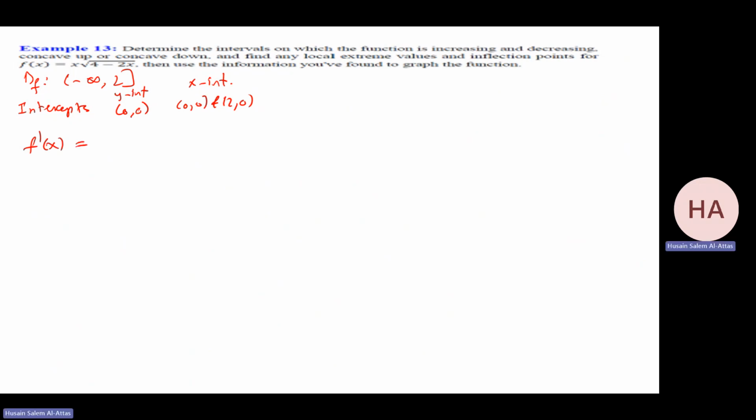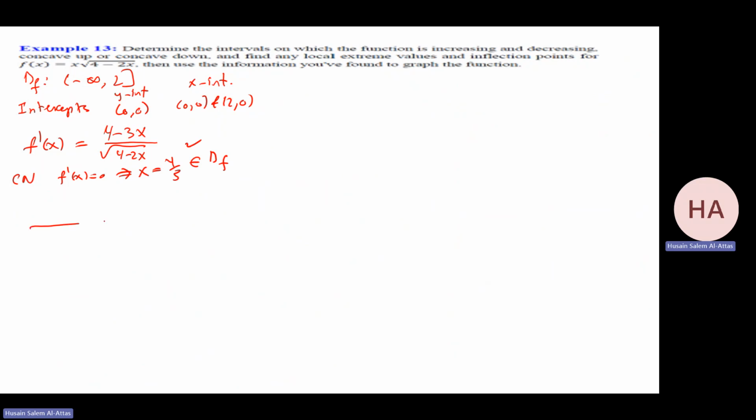Or I will use the one. It will be (4 − 3x) over the square root of (4 − 2x). So, critical numbers. I see here f prime equal to 0. I have x equal what? 4/3. Is it in the domain of f? Yes, it's in the domain of f. So it's a critical number.